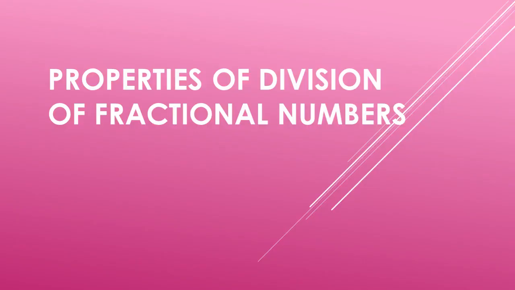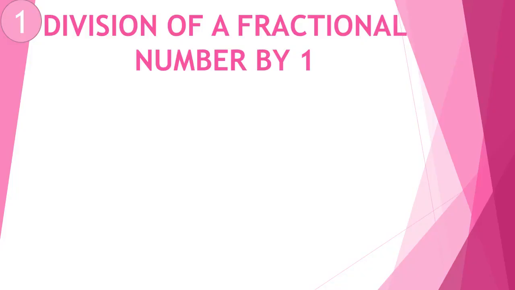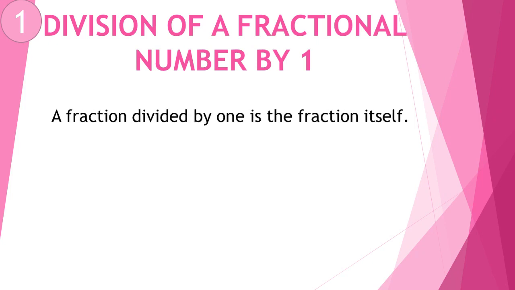Our next topic is properties of division of fractional numbers. Our first property is division of a fractional number by 1. A fraction divided by 1 is the fraction itself. For example, 3 upon 5 divided by 1. To divide, first change the division sign to a multiplication sign and multiply by the reciprocal of the divisor. So change division to multiplication. And we know that the reciprocal of 1 is 1. So 3 upon 5 multiplied by 1. And any fraction multiplied by 1, the answer is the number itself. So the answer is 3 upon 5.